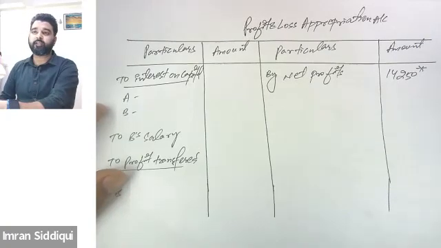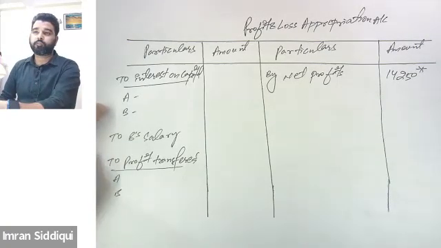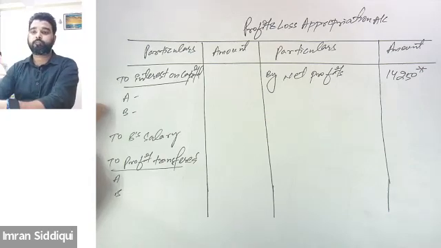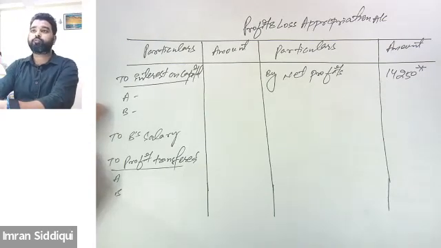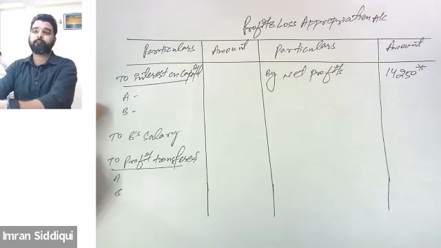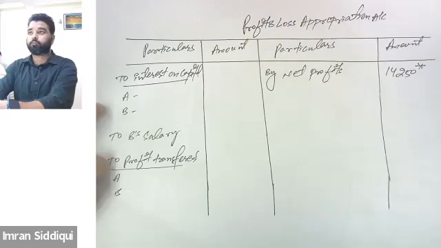Anybody want me to explain it again? Calculation of net profit is clear to everyone. Clear, sir. Other than Alexander, all other students are clear about this. Dhruv, Khushi, Ayan, Hiba. Yes, sir. Okay.